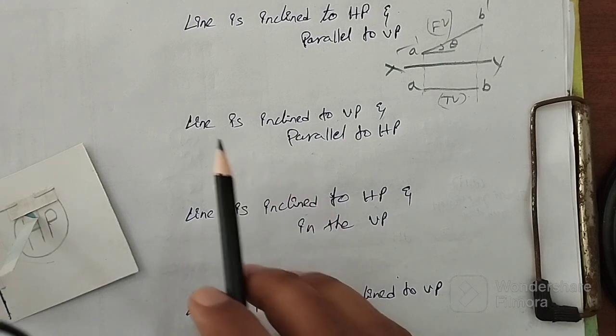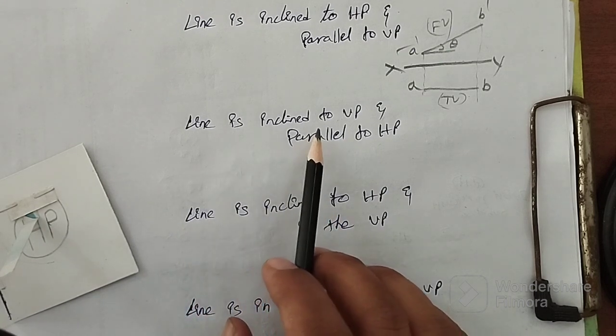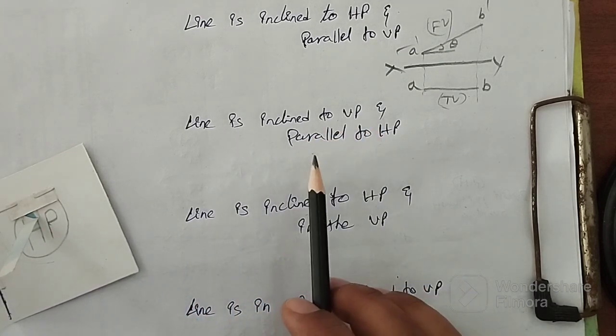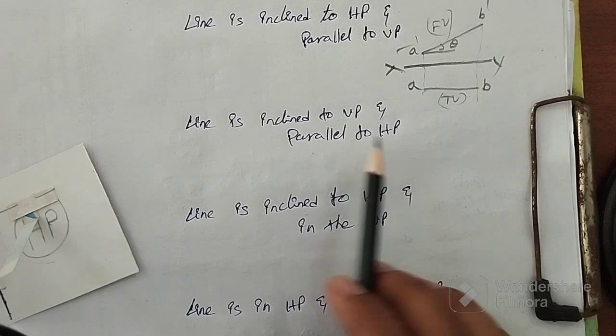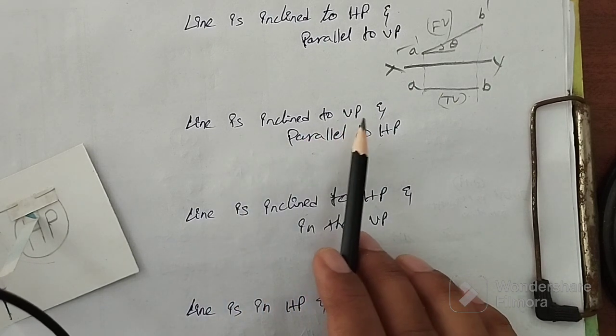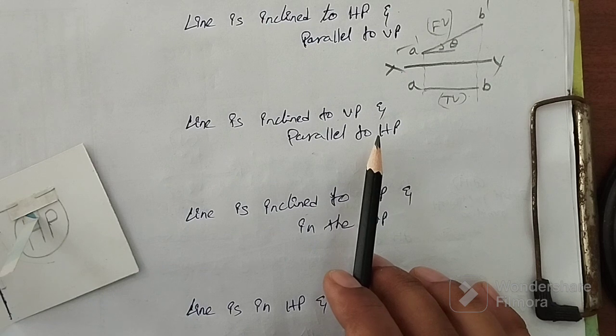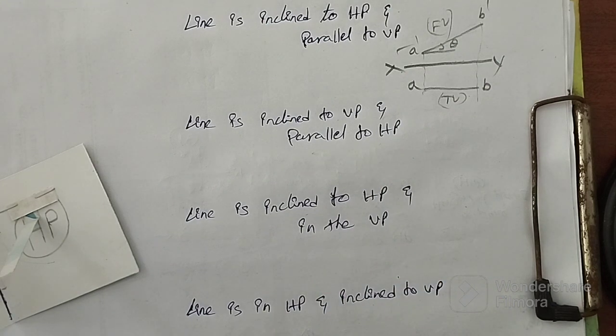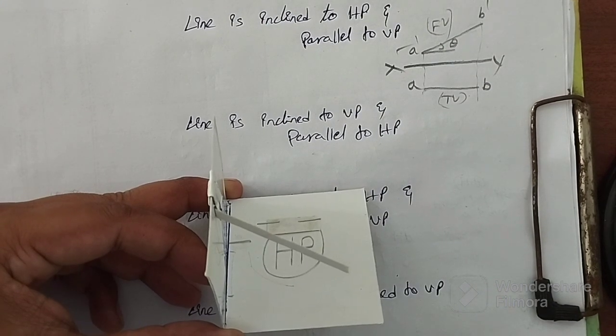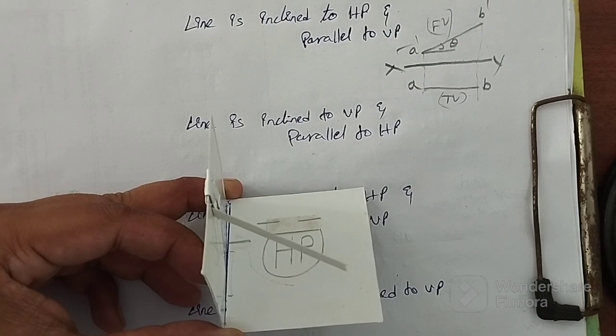What is the second case? Line is inclined to VP and parallel to HP. Line is inclined to VP and parallel to HP. How to do it? If you could see here, the line is inclined to VP and parallel to HP. See again.